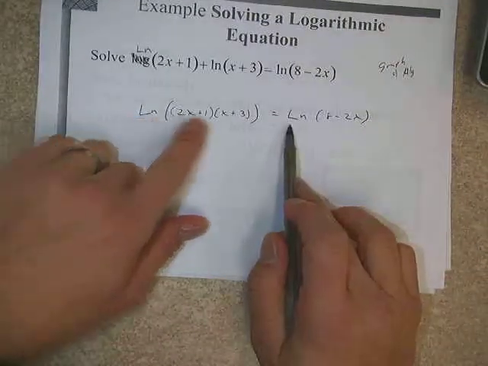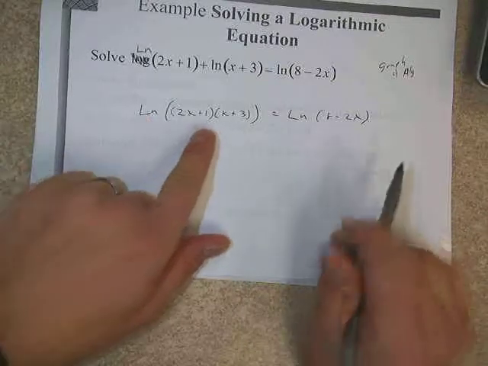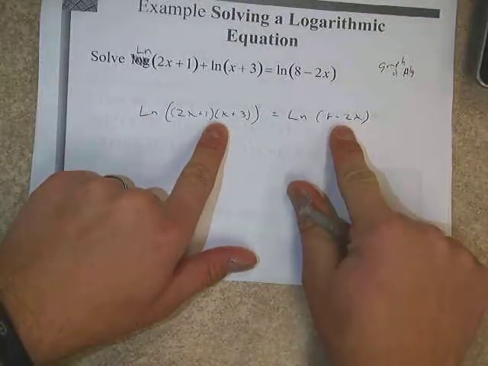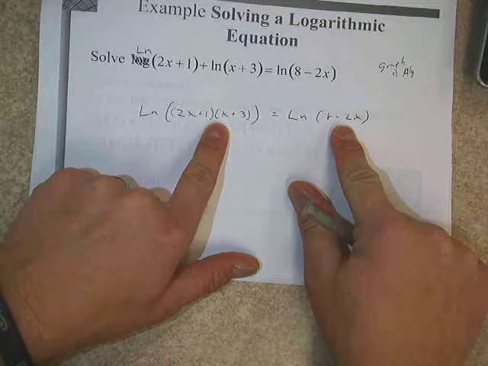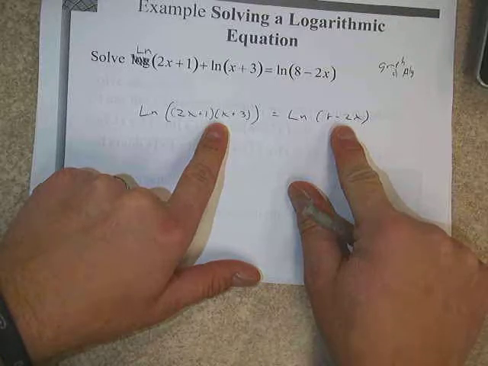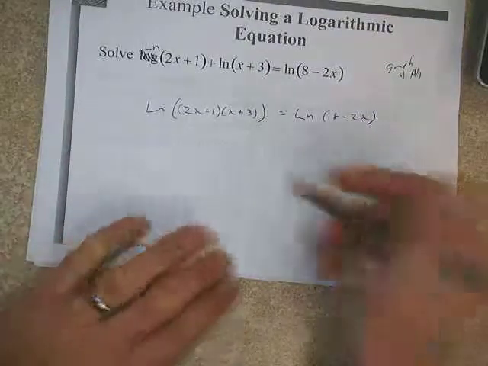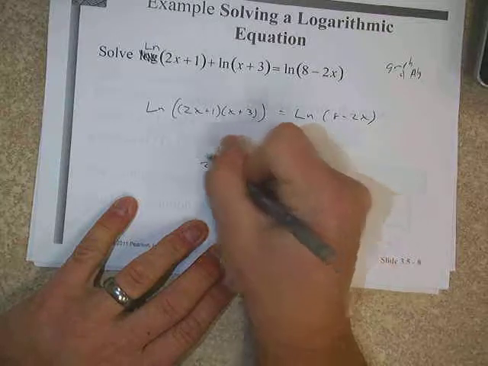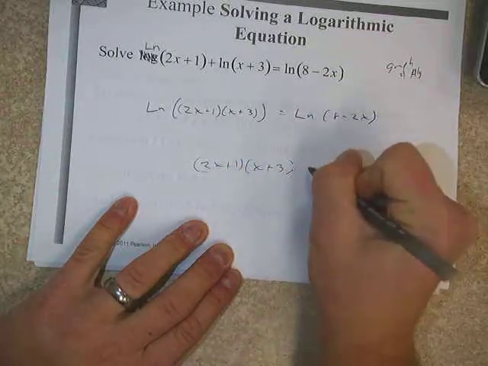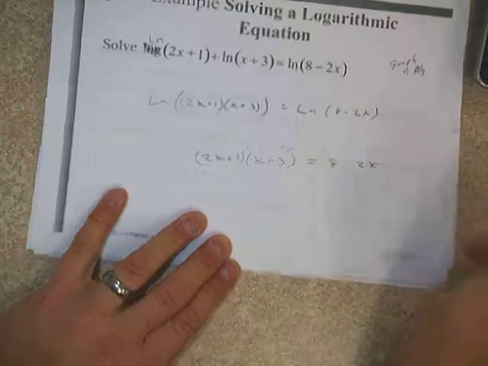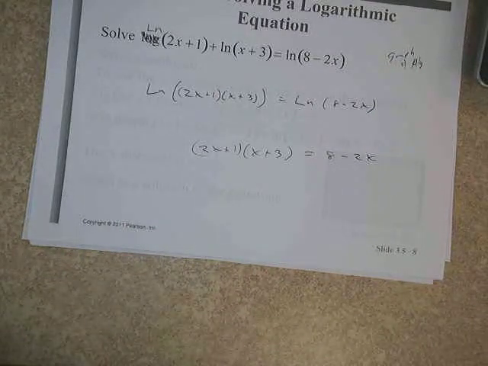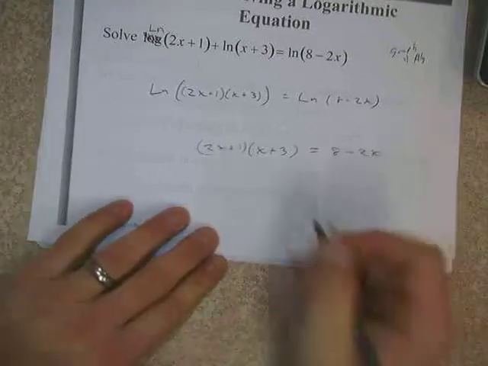And now, take a look. We got natural log of this equals the natural log of this. What does that tell us about these two arguments, if the two natural logs are equal? The two arguments would have to be what? They have to be equal also. So if we set 2x plus 1 times x plus 3 equal to 8 minus 2x, what we've got to recognize here is that we have a quadratic equation. We should be able to get two solutions out of this then, shouldn't we?